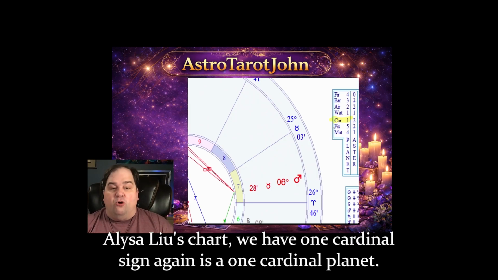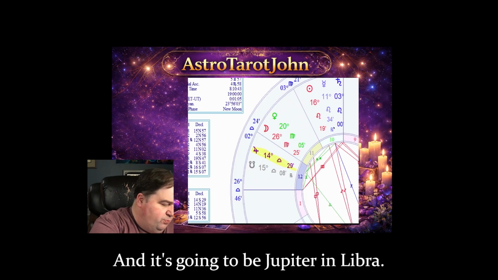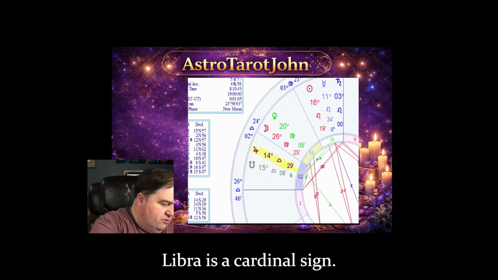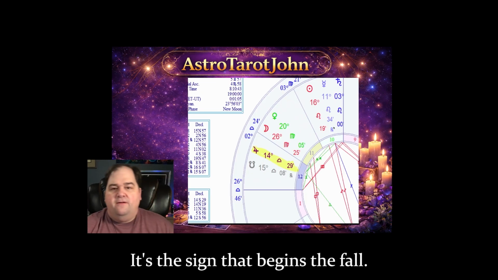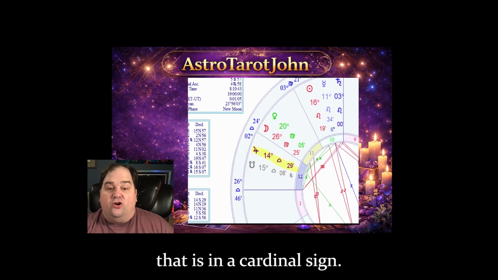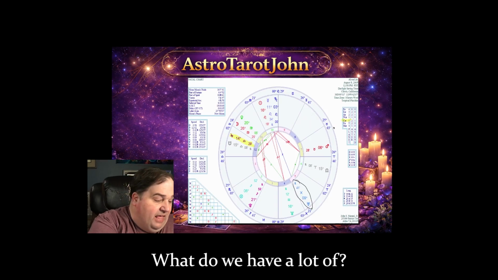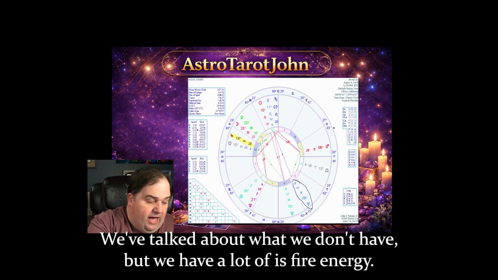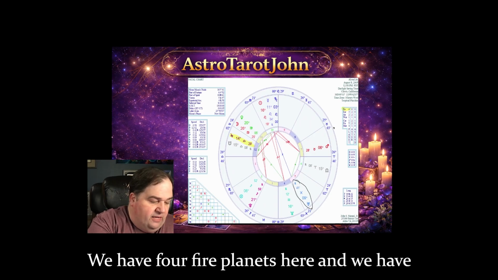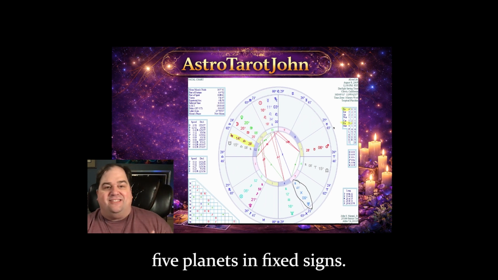In Alysa Liu's chart, we have one cardinal sign. Again, it is one cardinal planet. It's a singleton, and it's going to be Jupiter in Libra. Libra is a cardinal sign. It's the sign that begins the fall. And so we have one planet that is in a cardinal sign. So the elemental balance is important, folks. What do we have a lot of? Well, we've talked about what we don't have, but what we have a lot of is fire energy. We have 4 fire planets here. And we have 5 planets in fixed signs.